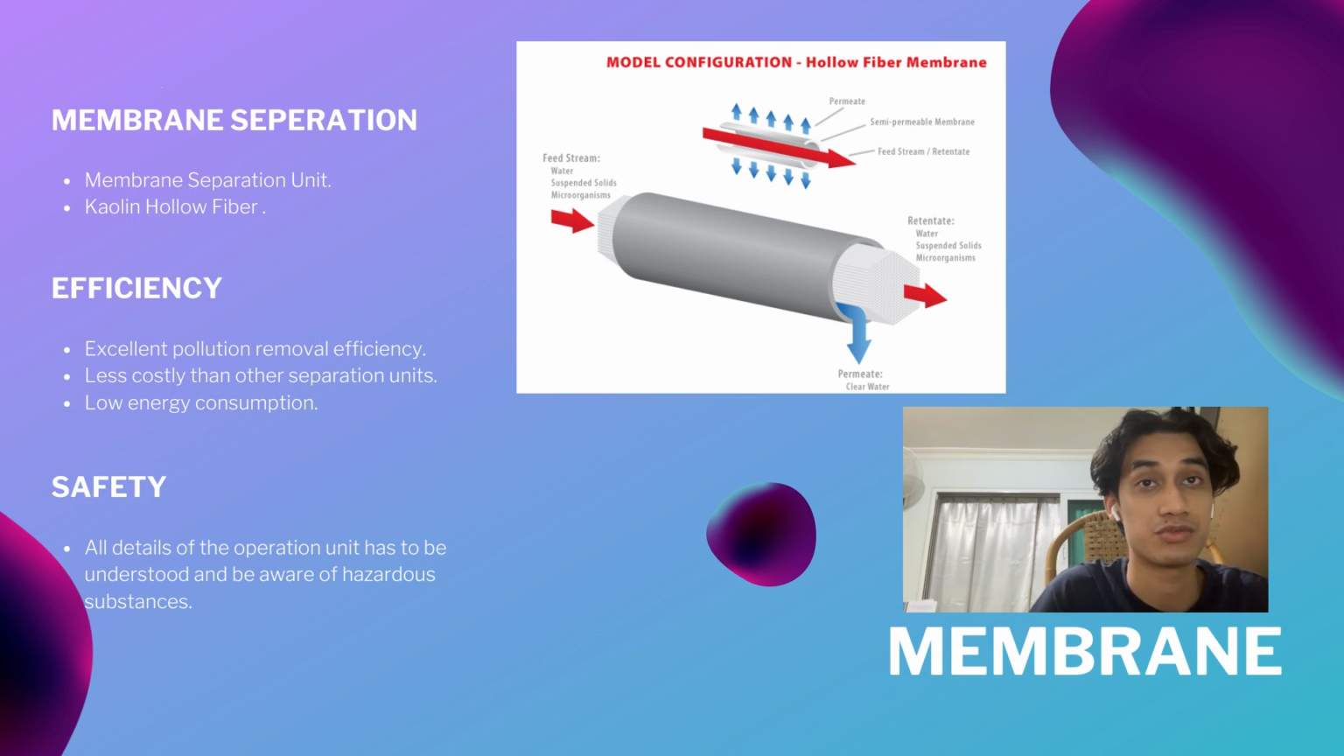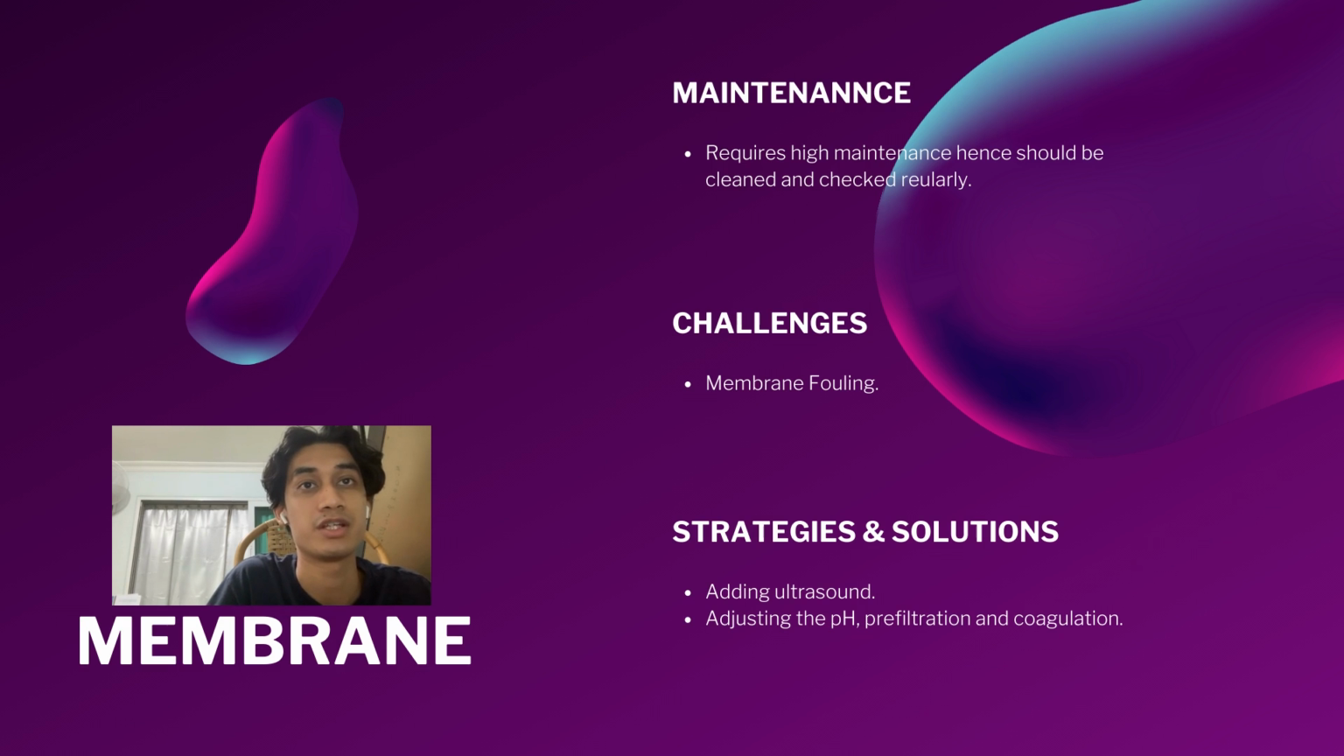For the safety of the separation unit, all details of hazards for the operation unit should be noted and be aware of. The membrane separation unit has high maintenance, hence the condition of the unit should always be taken care of. Cleaning and checkups should be done regularly. A challenge that is faced is caused by precipitation and deposition of molecules or particles on the membrane surface or membrane pores. The solution to this is that ultrasound should be added, as it will help tackle the issue of membrane fouling control. The reason for this is that ultrasound can help separate the particles that are trapped from the fouled membrane. That is all for our separation process part.